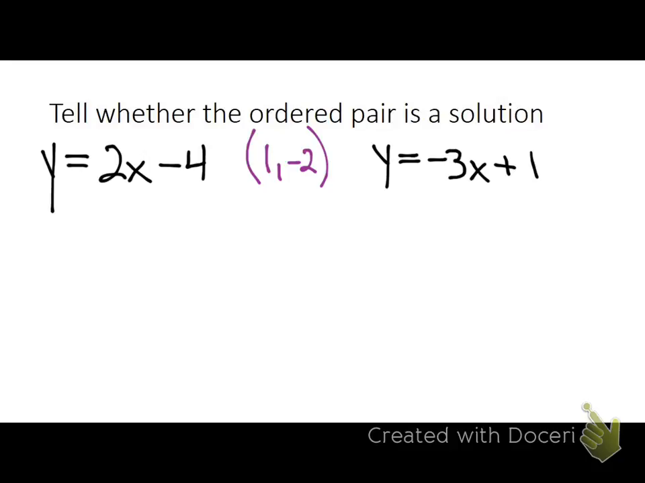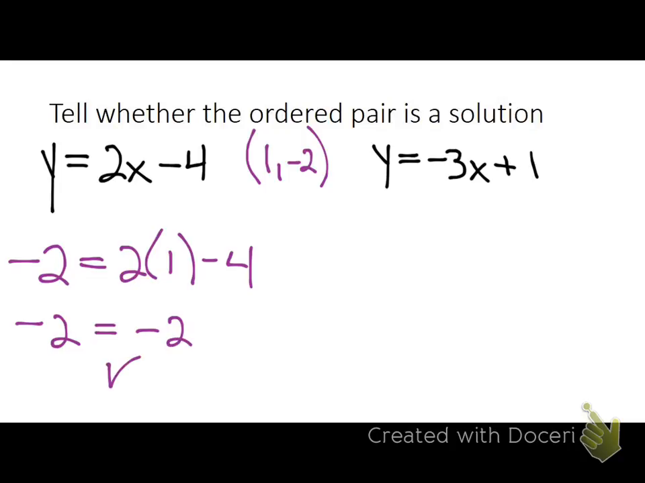All right, so let's plug them in. I plug in my y value where y goes and my x value where x goes. Negative 2 equals negative 2, so that one checks out. But it doesn't matter if only one checks out. Both of them have to check out. So this does not mean anything yet.